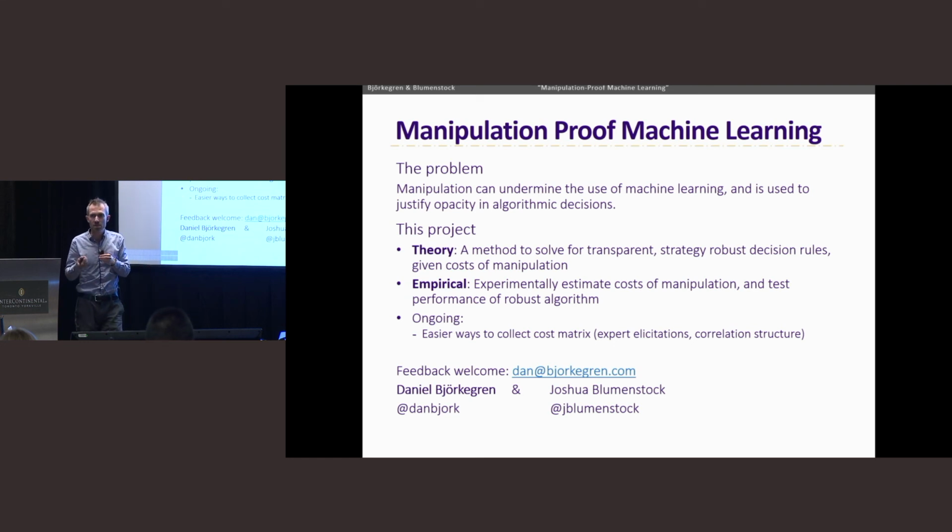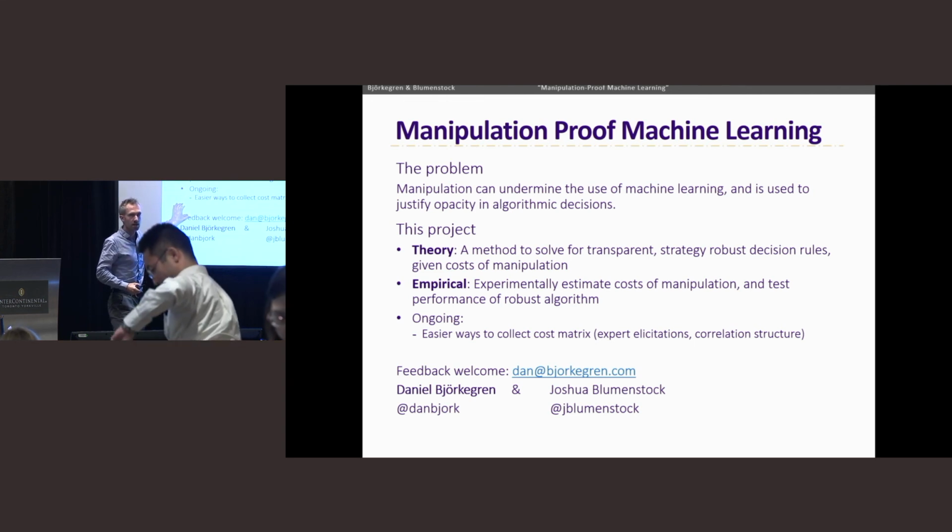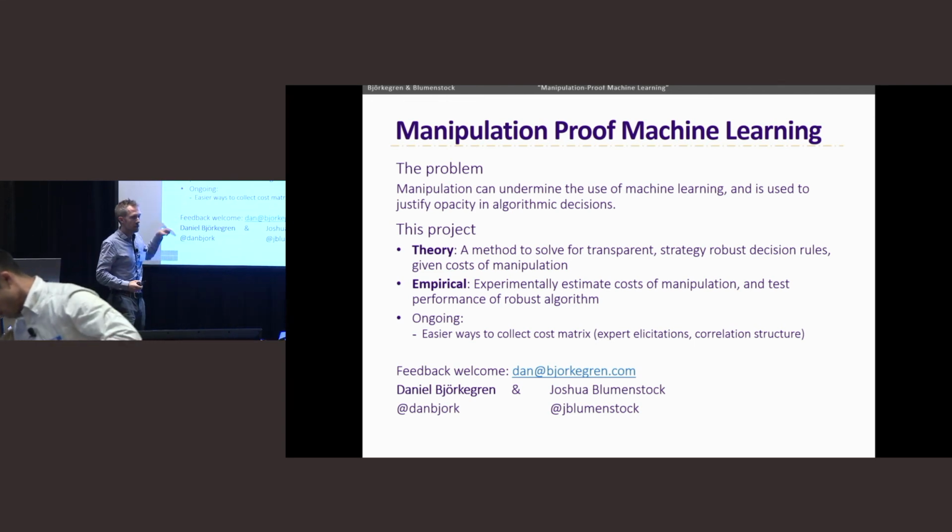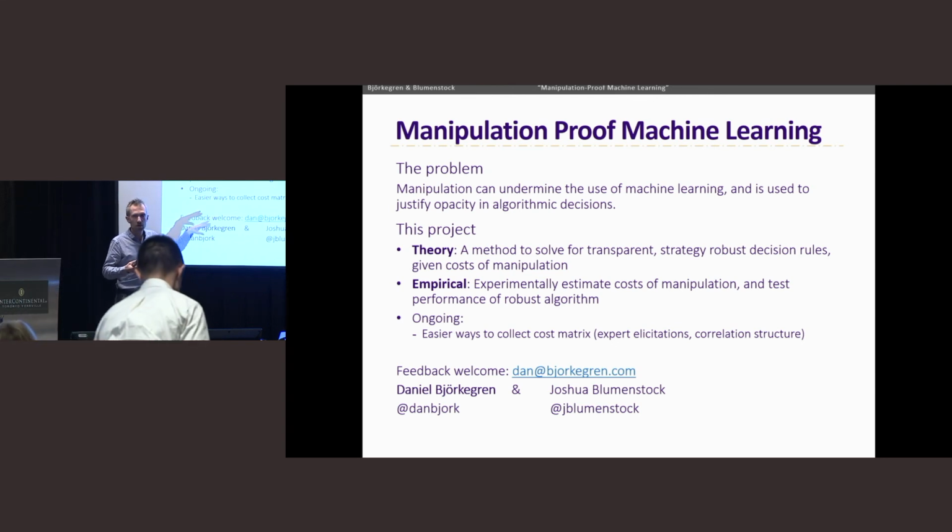One key object that this estimation requires that's new is this cost matrix. And so the experiment is one way to do this, but we're also working on alternative ways to do this, whether eliciting estimates from experts or using the correlation structure in behavior in a more structural way.